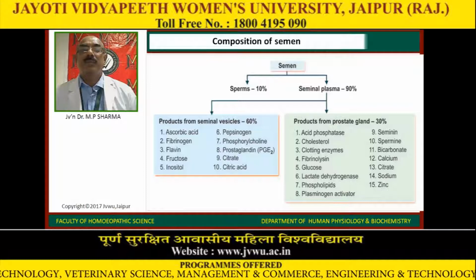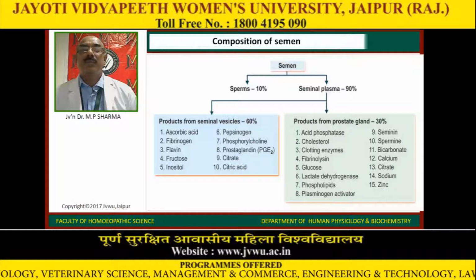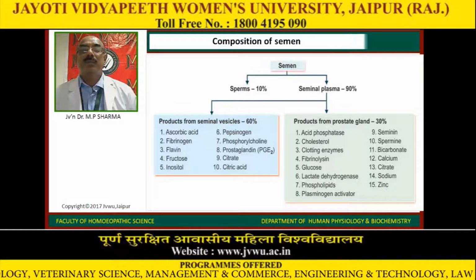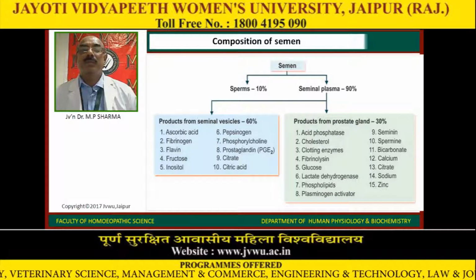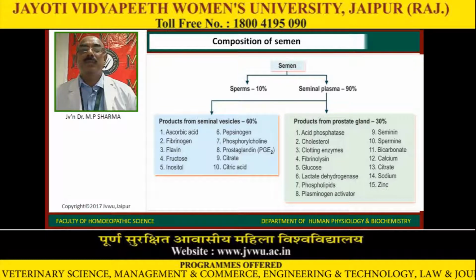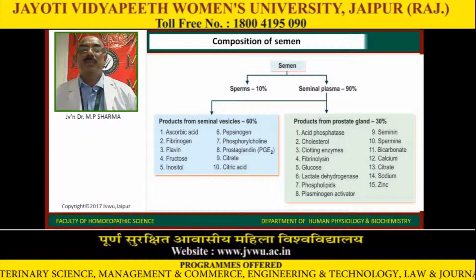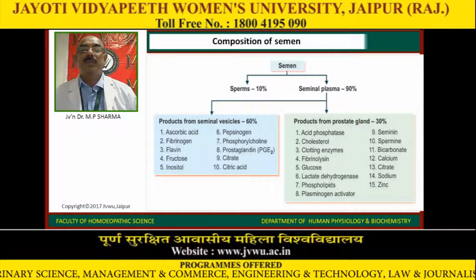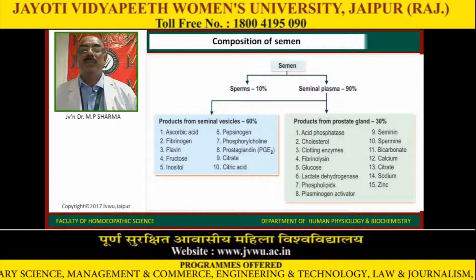Again, seminal plasma is divided into products. Number 1, products from the seminal vesicle 60%, products from the prostate gland 30%. Under products from the seminal vesicle 60%, it is divided further into ascorbic acid, fibrinogen, flavin, fructose, inositol, pepsinogen, choline, prostaglandins, citrate, citric acid.